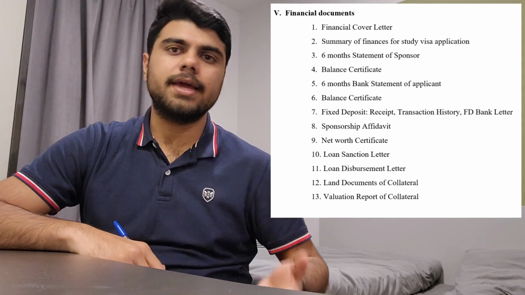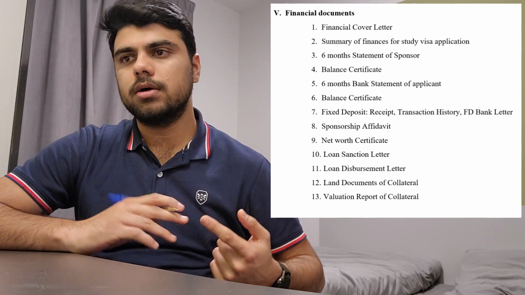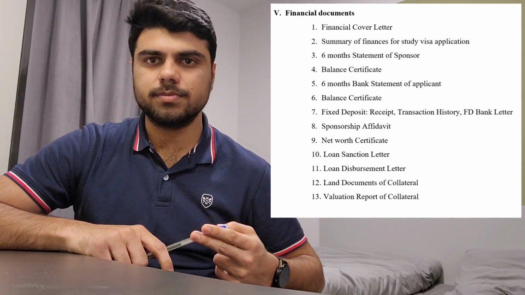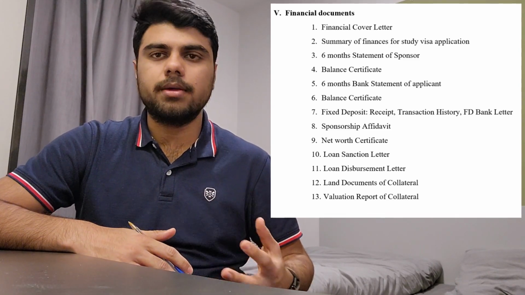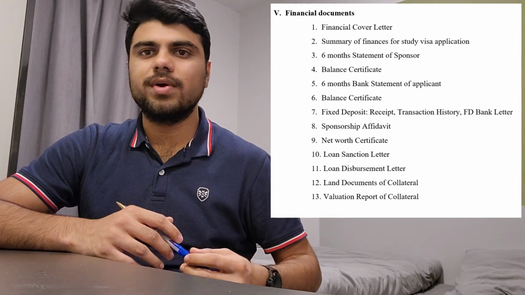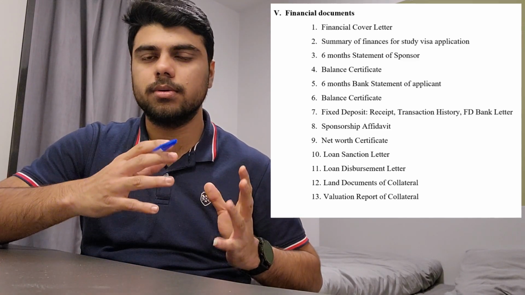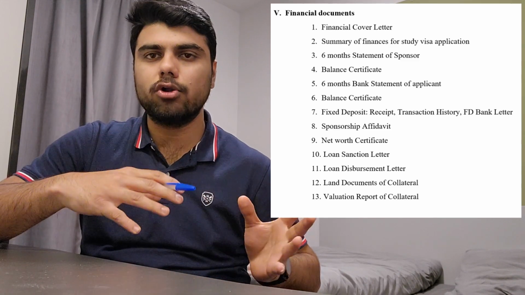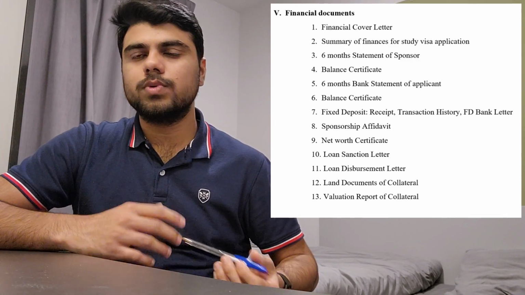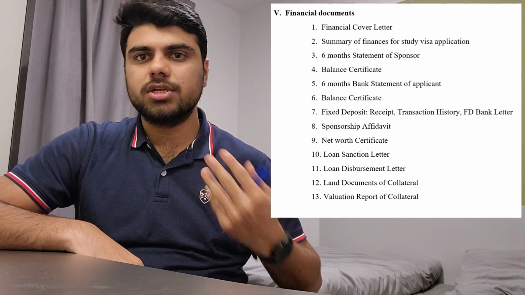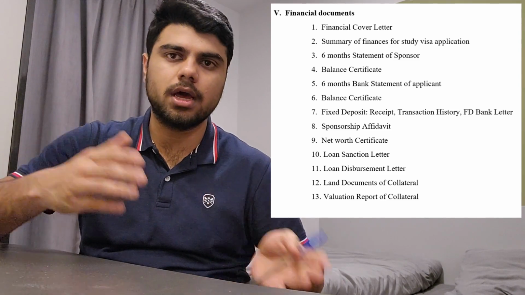And if you are availing any education loans from a bank or any other loan from the bank, you need the loan sanction letter and loan disbursement letter. And after that, if you're using any collateral for the particular bank loan, you need to provide the land documents of the collateral. If you're using a land or house, you need to provide the land documents of that collateral. And usually when a bank is sanctioning a loan, they'll ask for the valuation report of the collateral, especially when you're using a house or land.